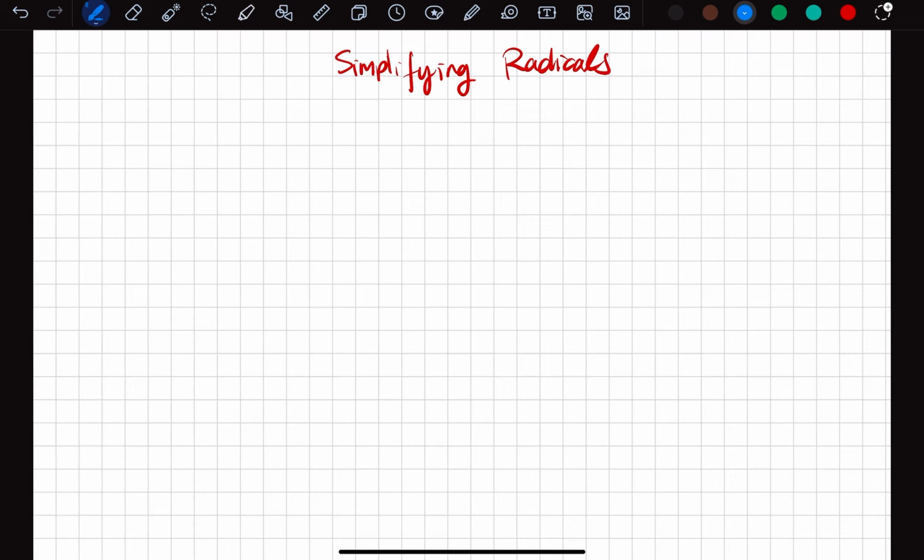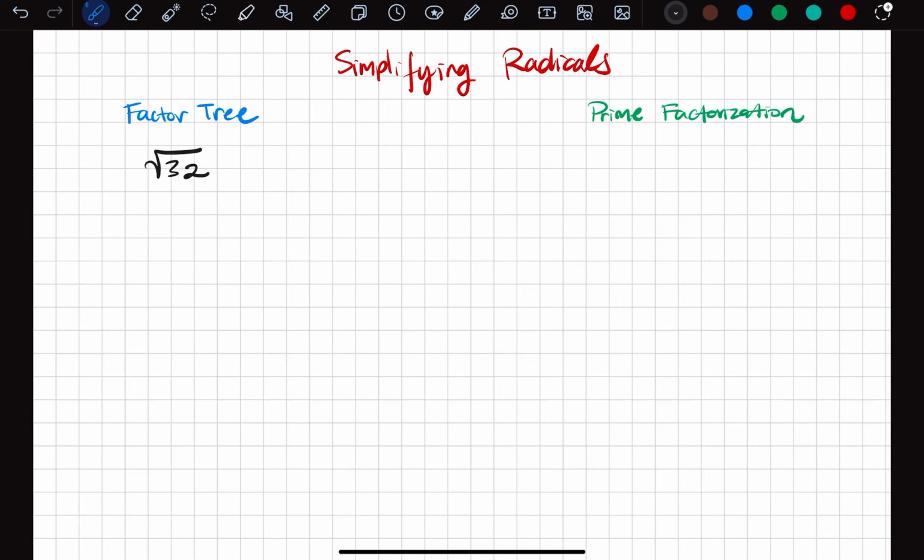So let's talk about the first one. That's using a factor tree. And then afterwards, I'll leave space for our other method, which is prime factorization. And so first, factor tree. Let's use an example. Let's go ahead and do root 32.